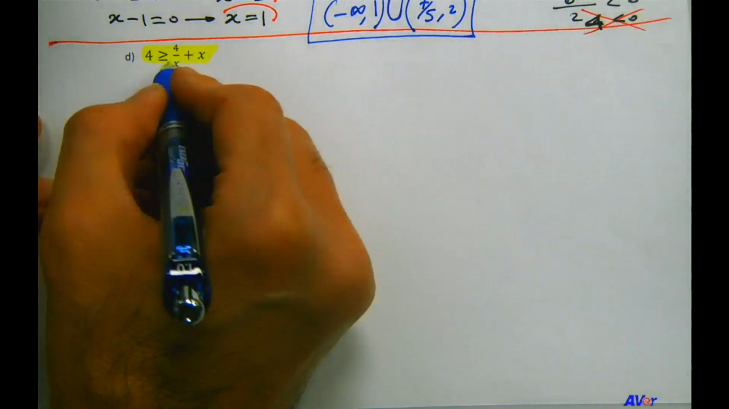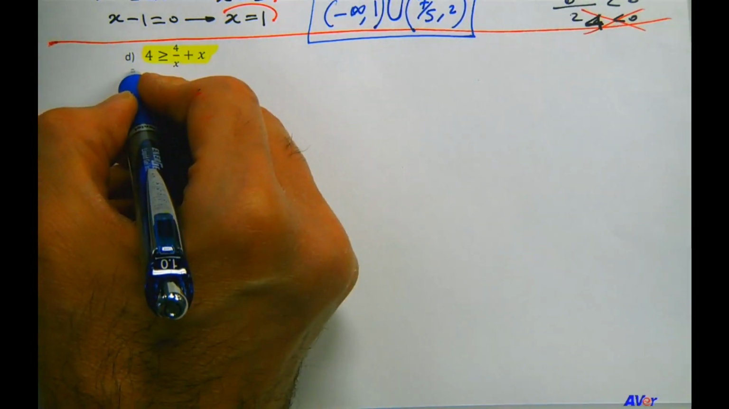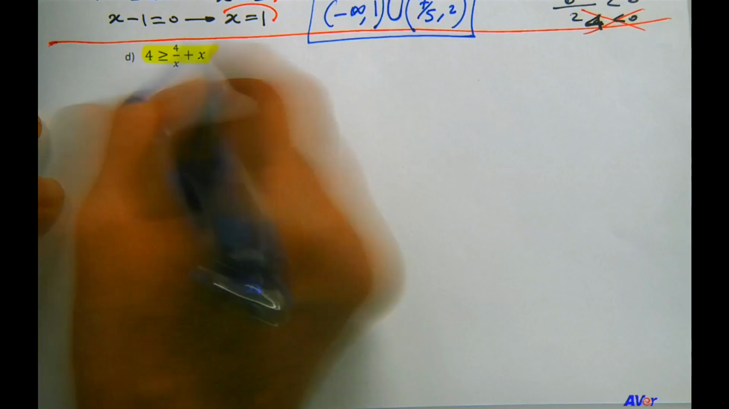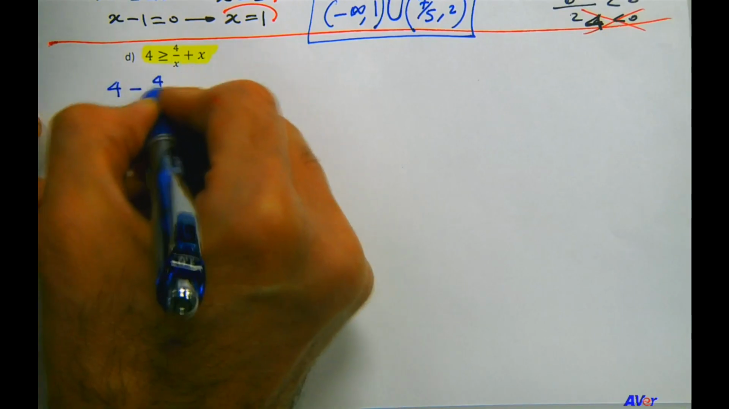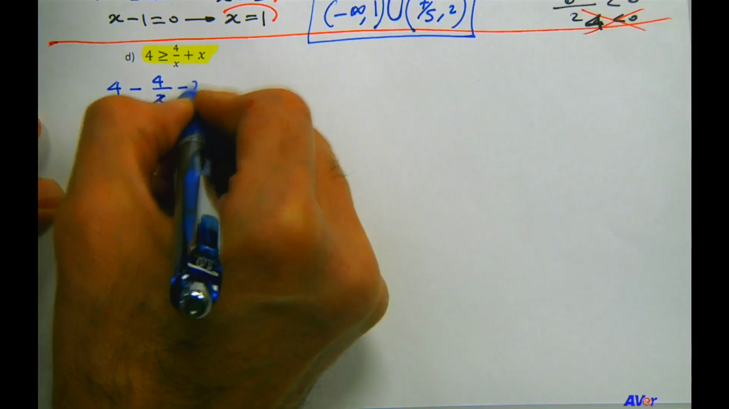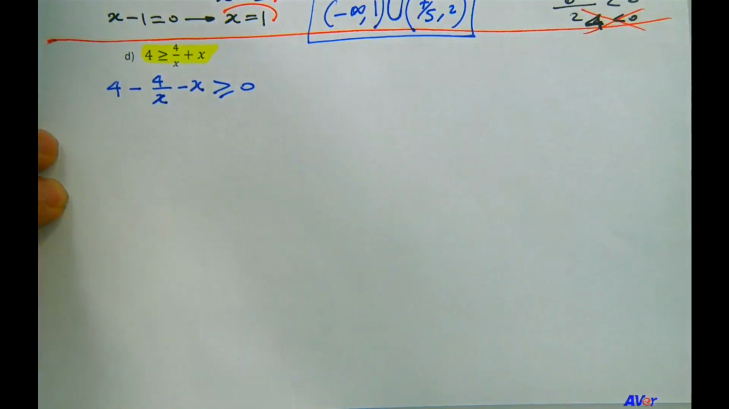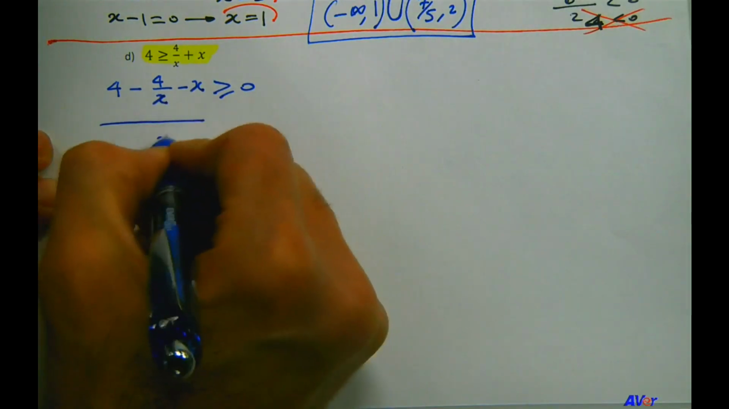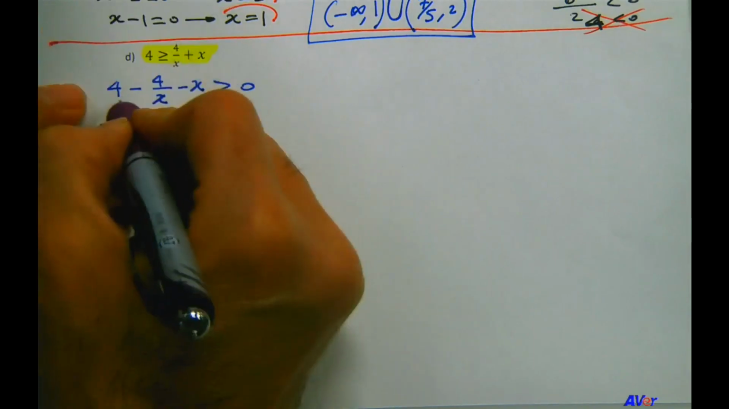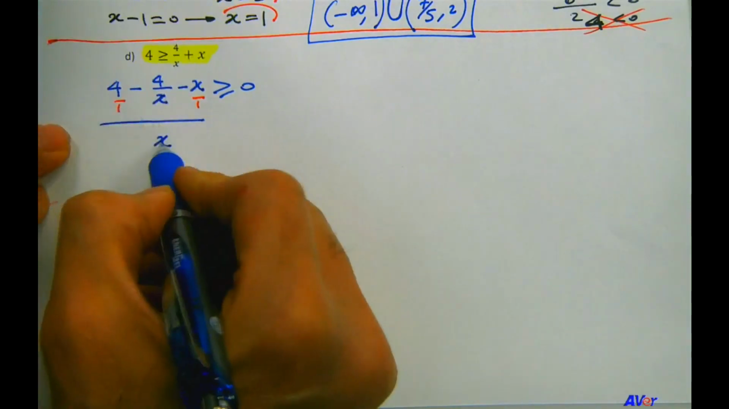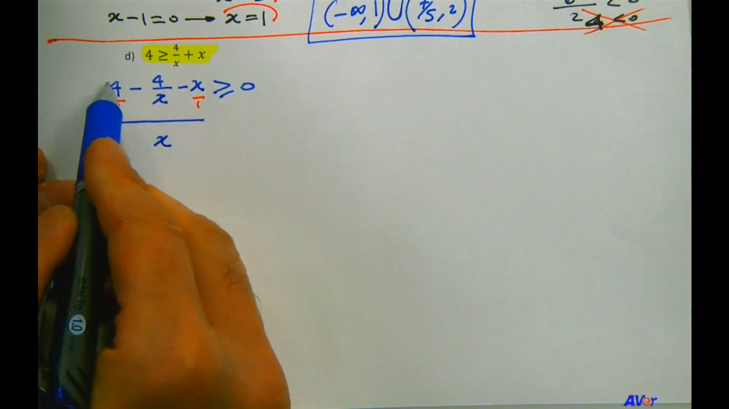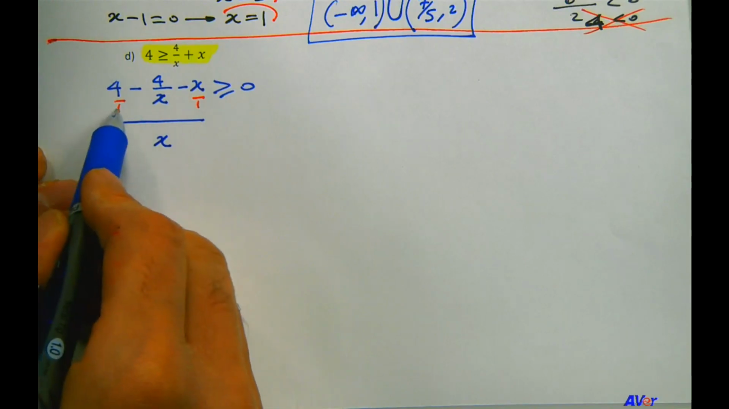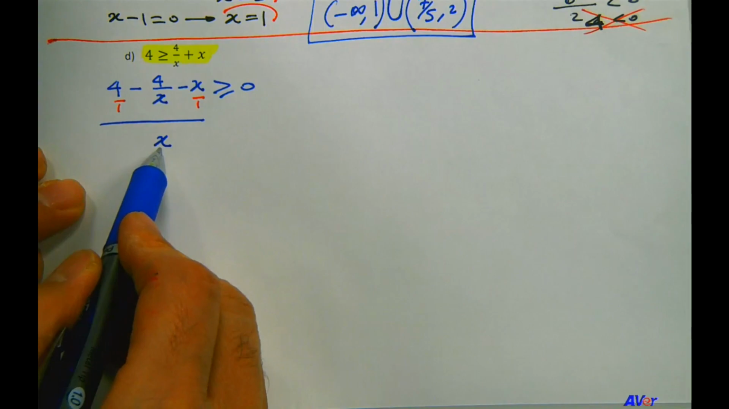Okay, so the first thing is move everything to one side and set the other side equal to 0. So we can say 4 minus 4 over x minus x greater than or equal to 0, right? What should we do next? We should take the common denominator. The common denominator is x, and the denominator here is 1, the denominator here is 1, right? Compare their denominator with the common denominator and multiply the numerator by what's missing from their denominator when you compare it with the common denominator.